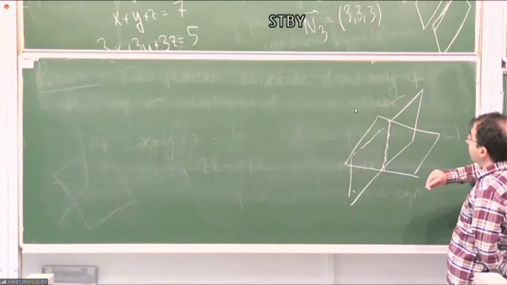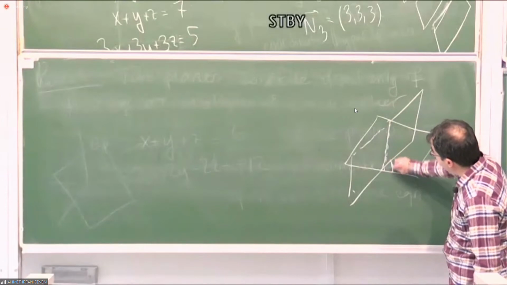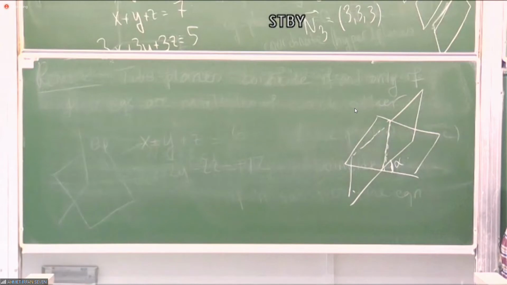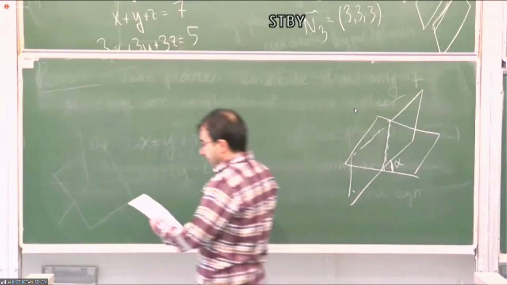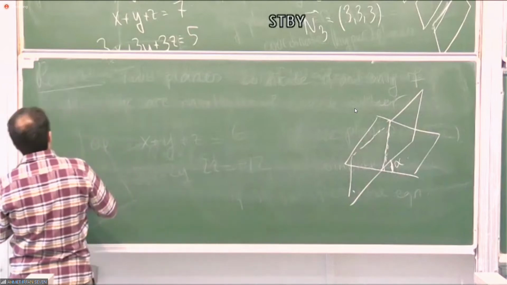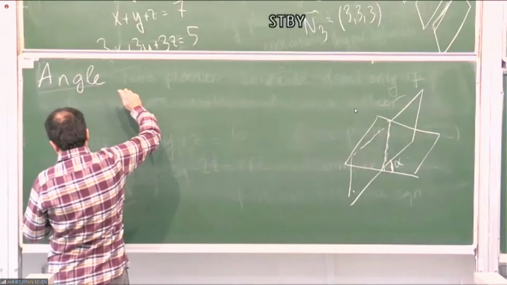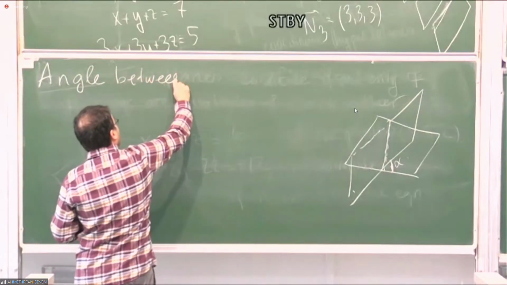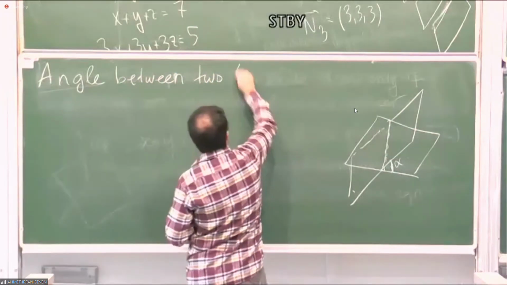Today we will discuss another thing. You see that when they intersect, there will be an angle alpha. So how to find this angle alpha? Let's discuss this now. Angle between two planes.